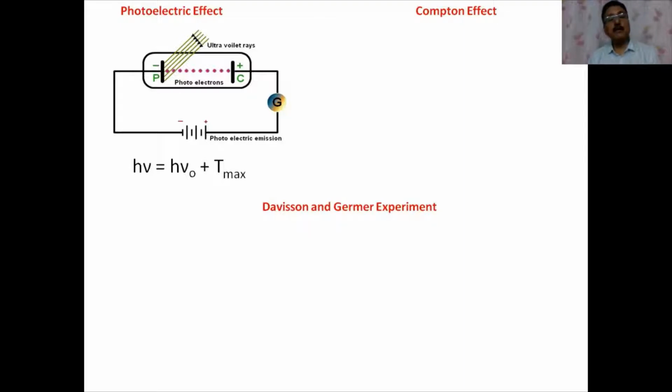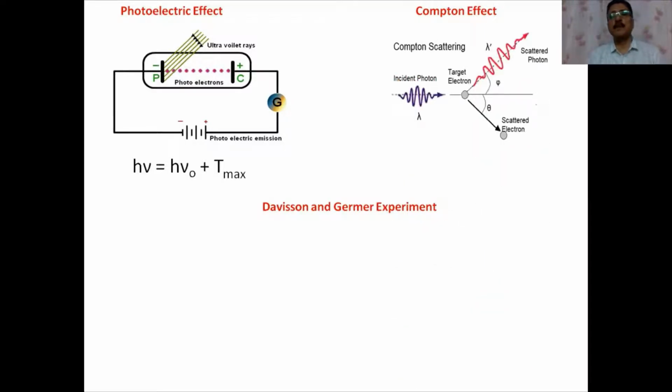So the final view was that the electromagnetic waves are ejected as photons, and they travel also as small packets or bundles of energy called quanta. So this was the result of the photoelectric effect, and the photoelectric effect could be explained only on the basis of quantum theory. Now let us go for the next one, that is the Compton effect.